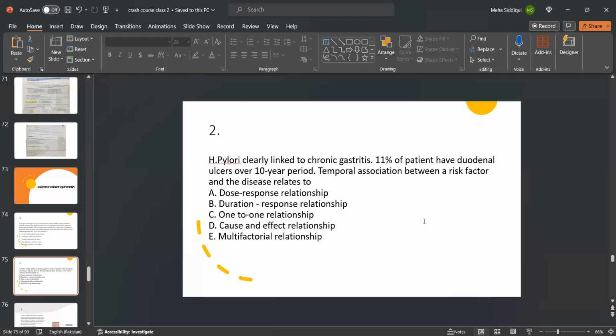MCQ number 2. H. pylori is clearly linked to chronic gastritis. 11% of patients have duodenal ulcer over a 10-year period. Temporal association between a risk factor and the disease relates to: dose response relationship, duration response relationship, one-to-one cause relationship, cause and effect relationship, multifactorial relationship. D is the right option.